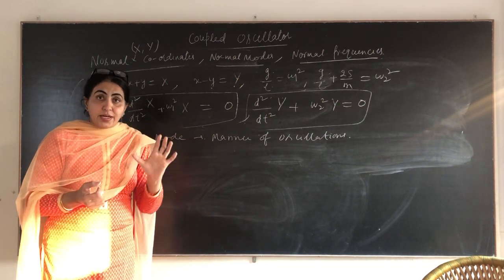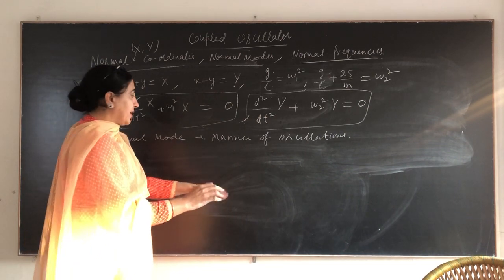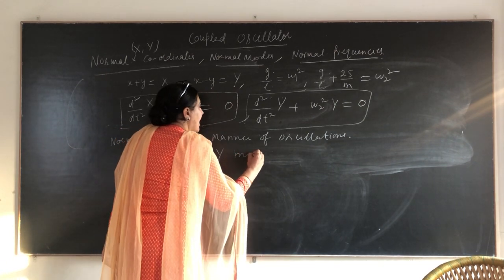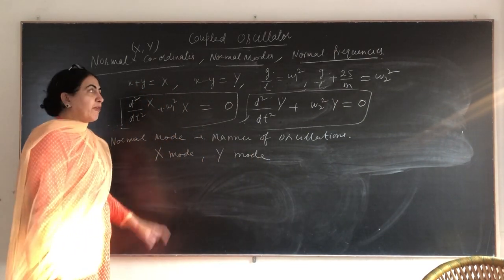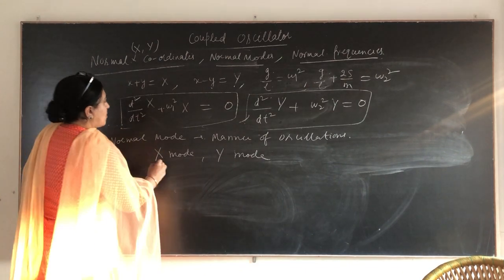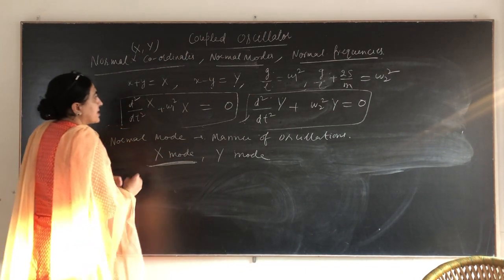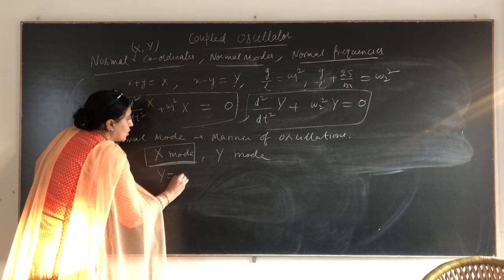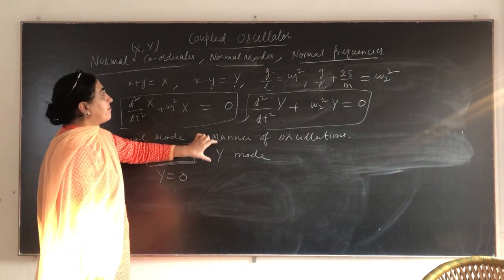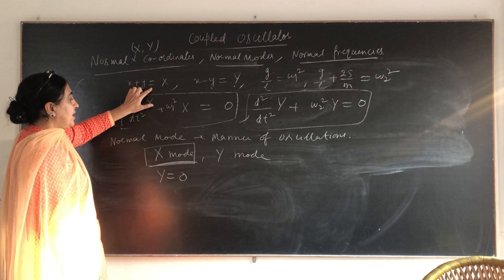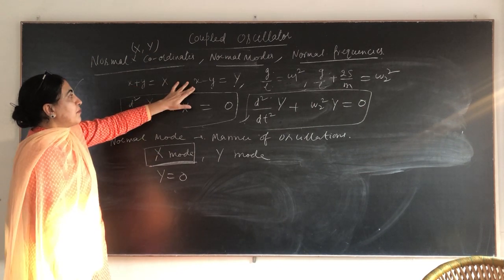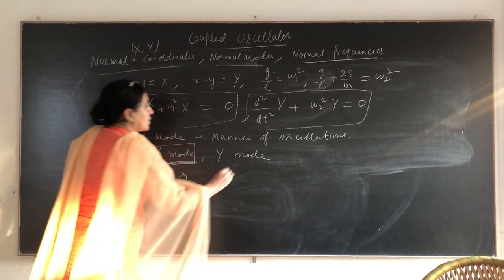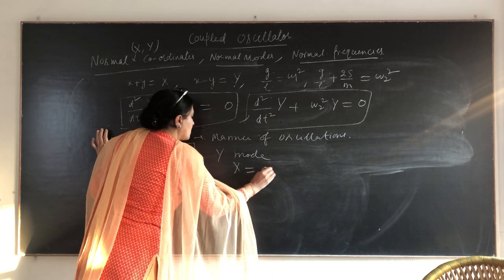Clear? I will explain further. This is also the X mode and Y mode. At a time one mode is present. When the capital X mode is present, capital Y is 0. And when the Y mode is present, that means X is equal to 0.